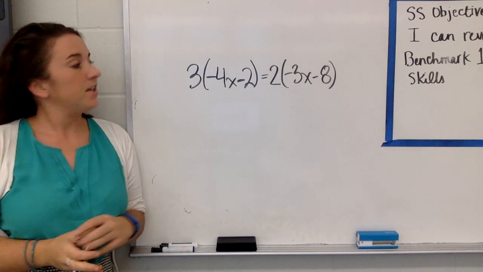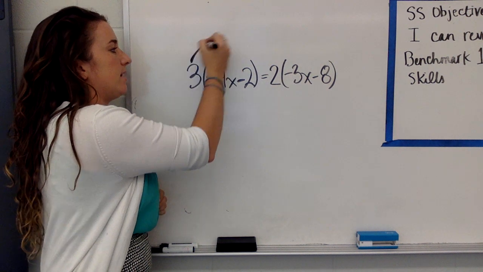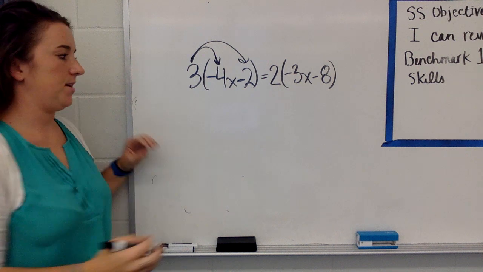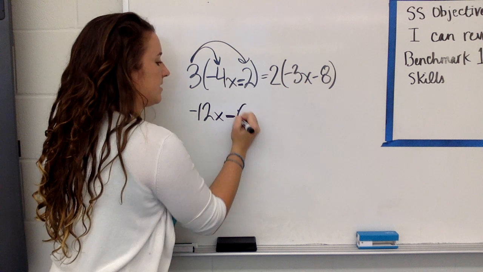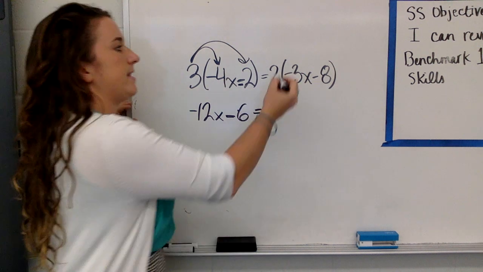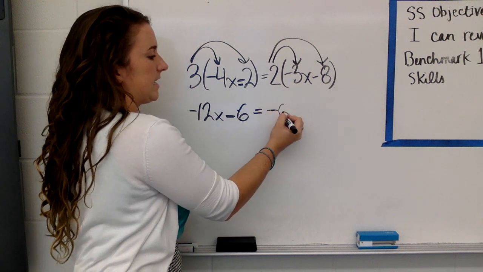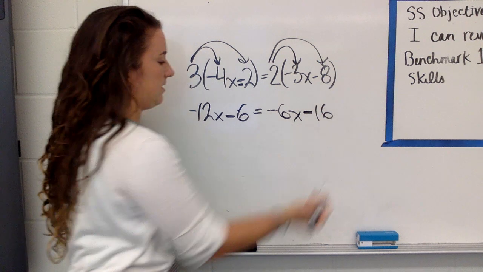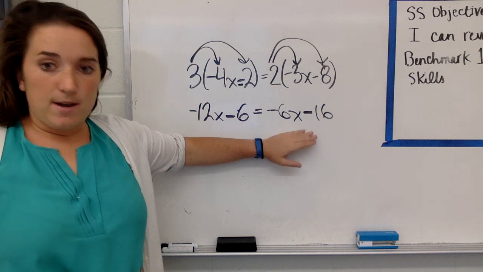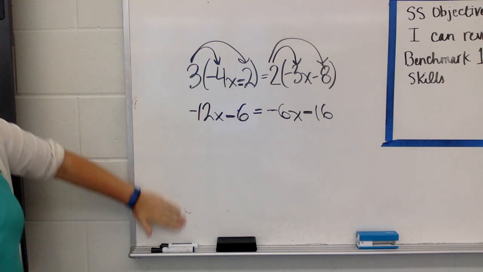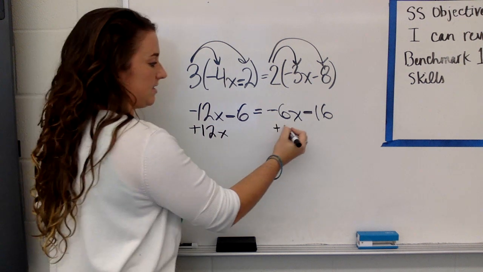For the third equation, we have distributive property on both sides. So we need to distribute this 3 to the negative 4x and to the 2. So I'll end up with negative 12x, keep the sign, minus 6 equals, do the same thing over here, distribute, negative 6x minus 16. Now we have x's on both sides. Which one do we want to get rid of, the negative 12x or the negative 6x? It's always easier to get rid of the smaller one. Negative 12x is smaller.